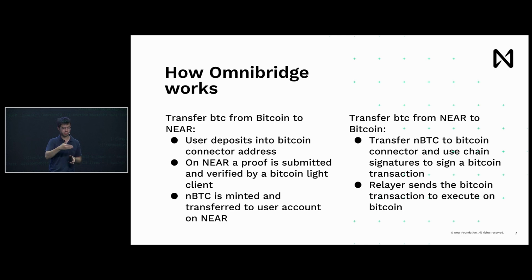And if one withdraws to Bitcoin, then because the contract has an address on Bitcoin, it can sign a transaction that's going to get executed on Bitcoin. Obviously, it's not going to be very fast, but that's just the withdrawal on Bitcoin that you have to deal with.